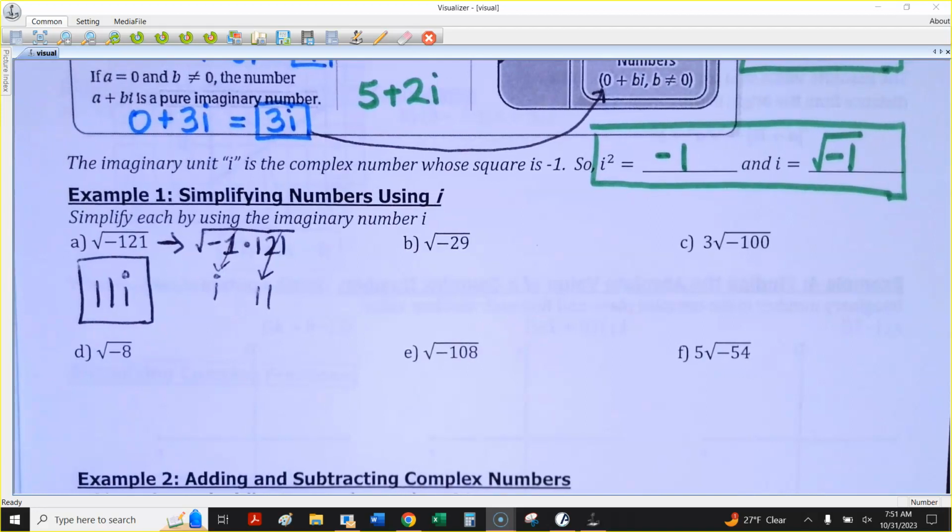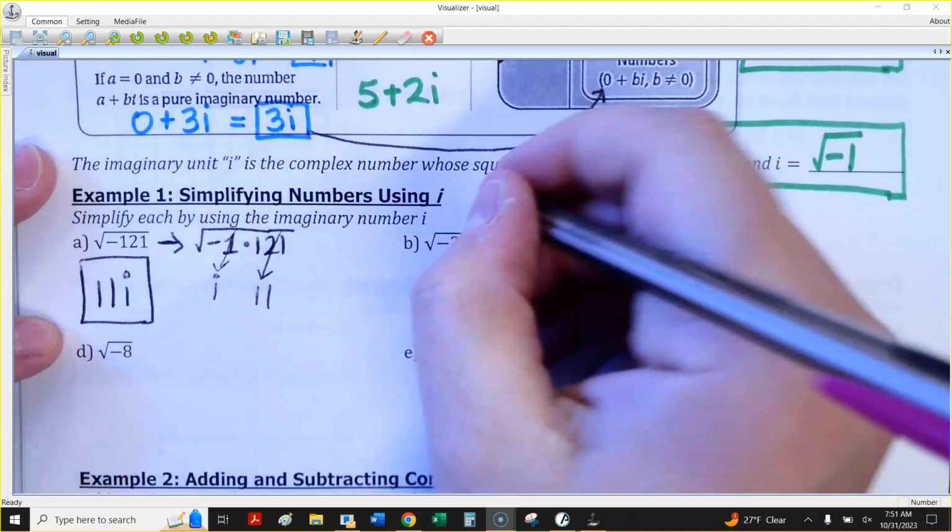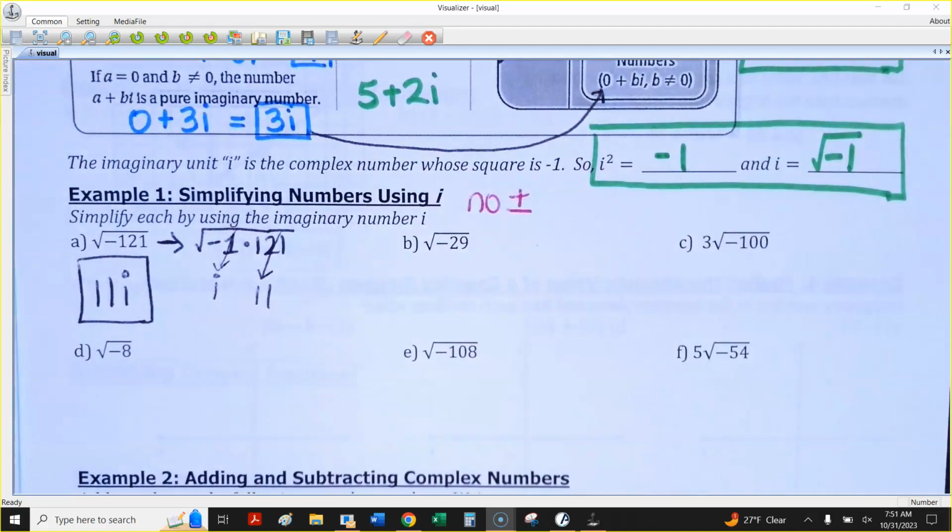And I want to make this point to you guys, all right? No plus or minus, I'm not putting a plus or minus in front of any of these. Does anybody know why?